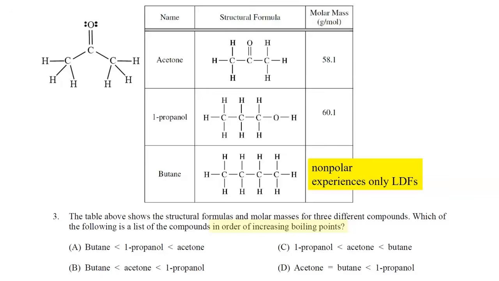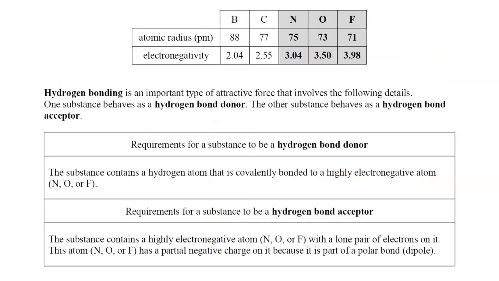So if acetone is in fact a polar molecule, then in addition to experiencing London dispersion forces between acetone molecules, there would also be dipole-dipole attractive forces between acetone molecules. Now, you might be wondering, what about hydrogen bonding attractive forces in a substance such as acetone? Well, the requirement for a substance to be a hydrogen bond donor is that the substance should contain a hydrogen atom that is covalently bonded directly to either nitrogen, oxygen, or fluorine.